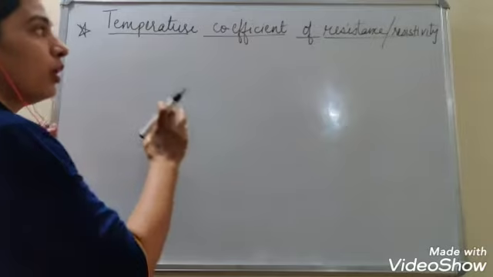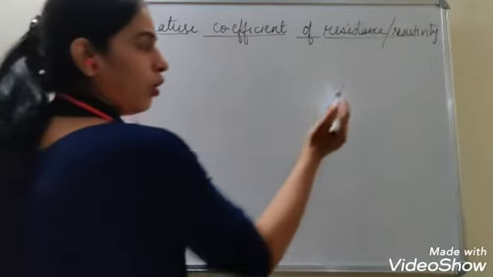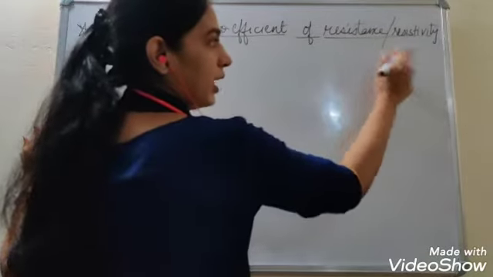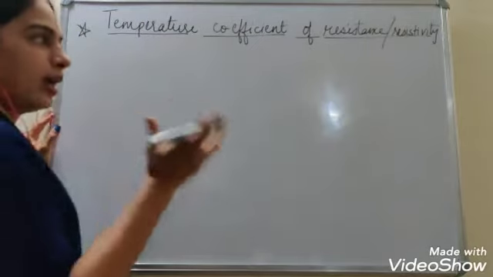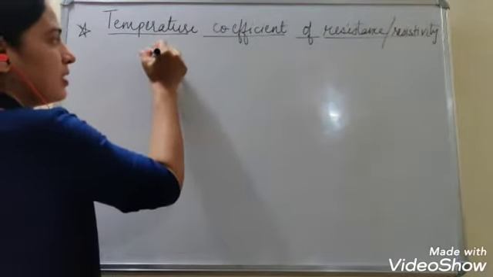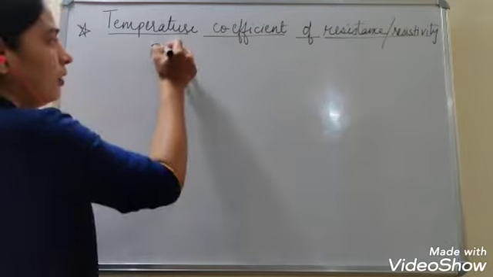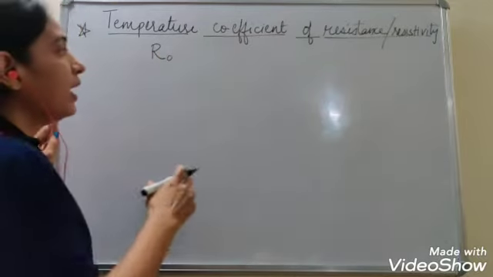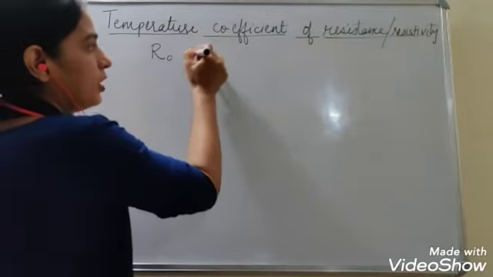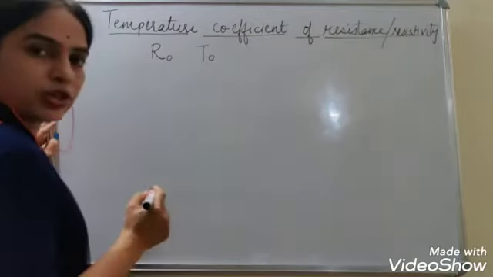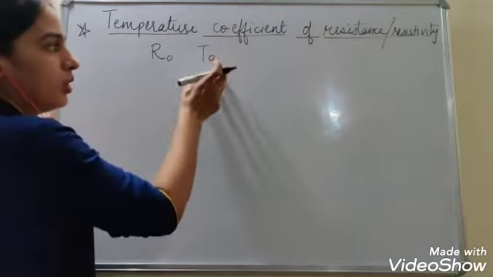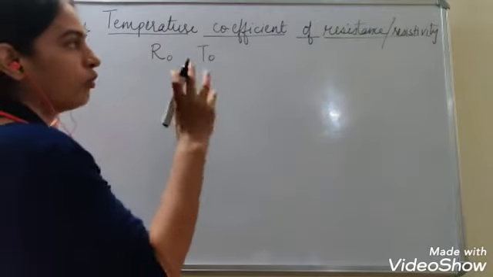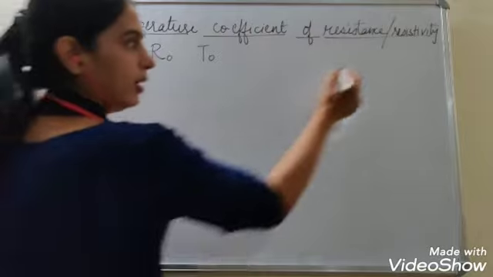So when we consider an alloy of a particular cross-section area and length, its resistance will be, let us say, R0, for a particular length and cross-section area. Initial temperature is T0, and at that temperature we are considering an alloy of particular length and cross-section area like this.